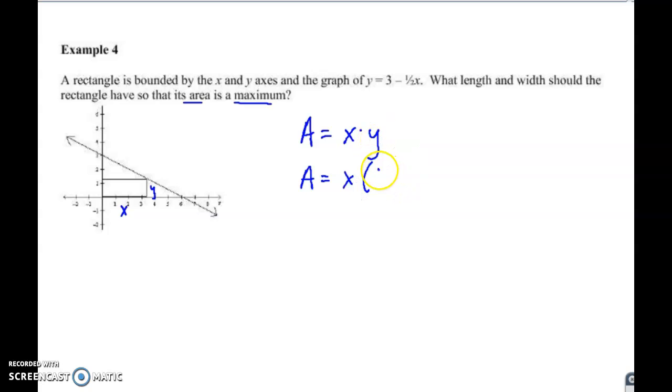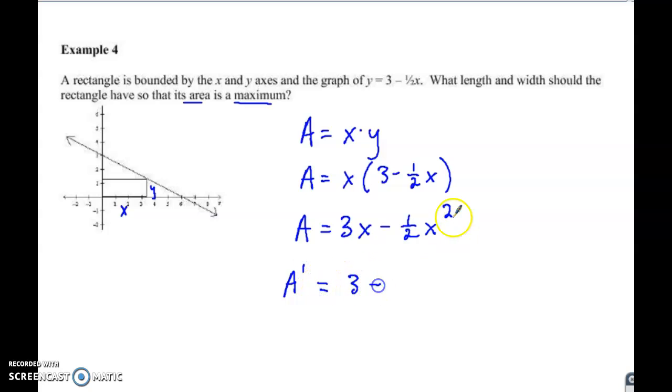So replace y with 3 minus 1/2 x. And then I would FOIL, or it's not foiling, I'm sorry, it's distributing: 3x minus 1/2 x squared. So if we did the derivative, it'd be 3, bring the 2 in front, it'd be 1, x would be equal to 0. So x would equal 3.